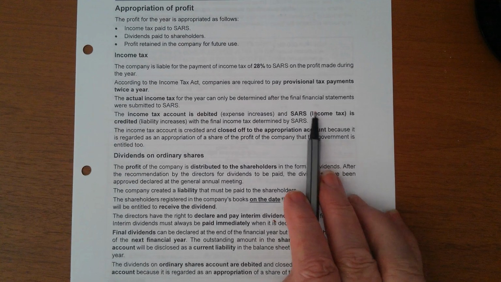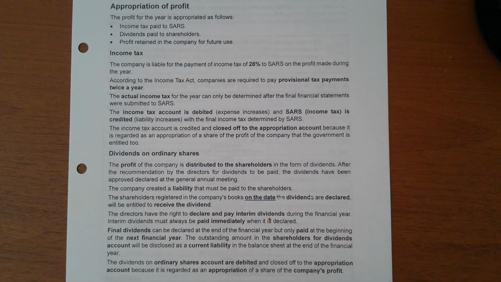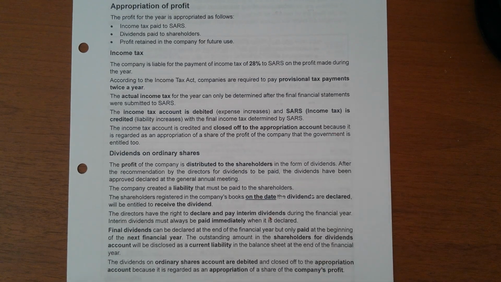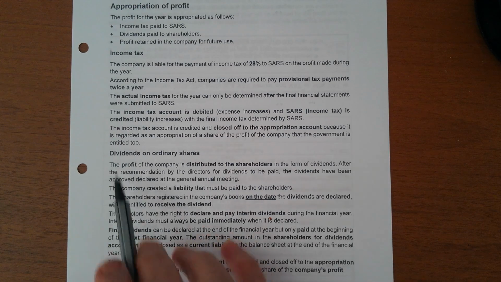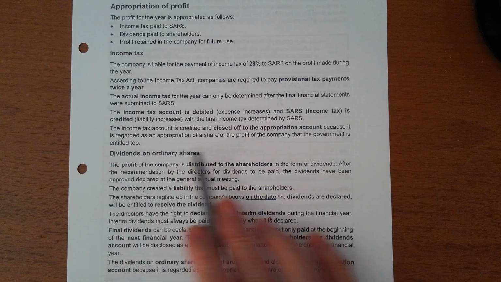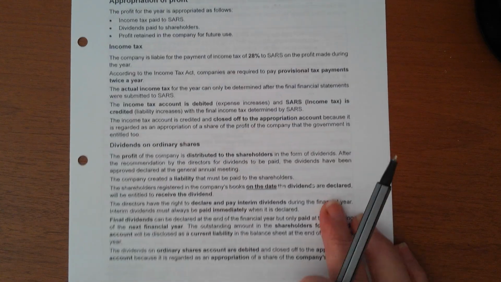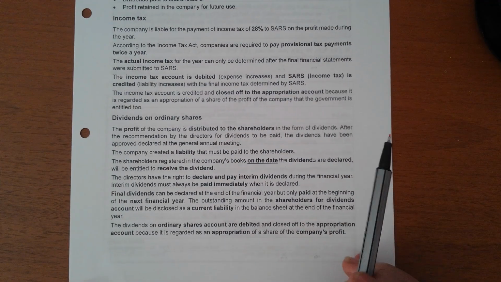The reason why you put the income tax in brackets is that we have 3 SARS accounts in our business: SARS for VAT, SARS for pay as you earn, and income tax, and we can't mix those accounts, so each one of them must be kept separately. The income tax account balance will then be closed off to the appropriation account to show that the income tax is deducted from your net profit.